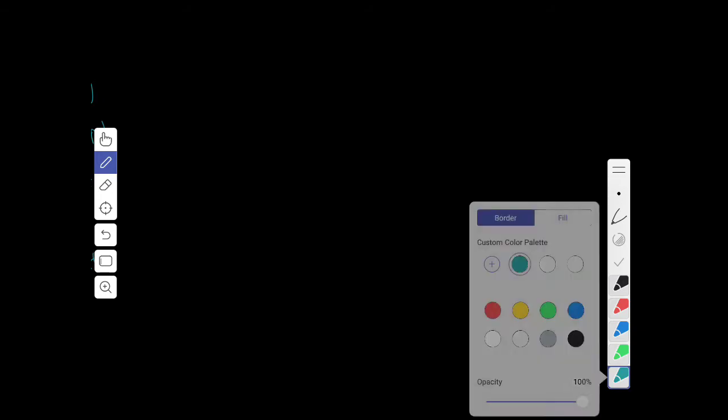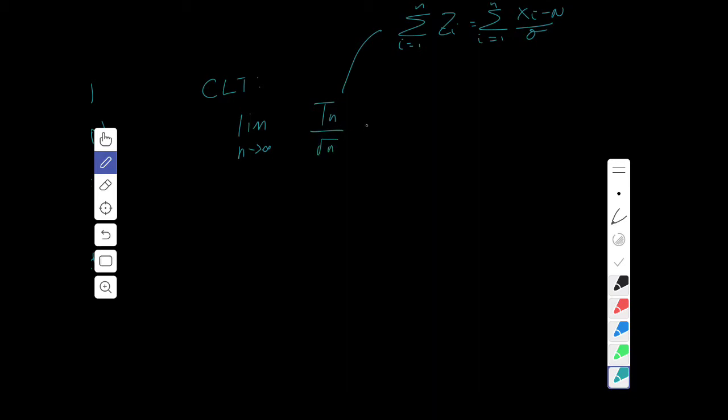So remember that the way that we're using the central limit theorem, our version of the central limit theorem is that the limit as n goes to infinity of Tn, where this Tn is just the sum from i equals 1 to n of zi, which is still just the sum from i equals 1 to n of xi minus mu over sigma. So our version of the CLT is that Tn over root n is a normal 0, 1.